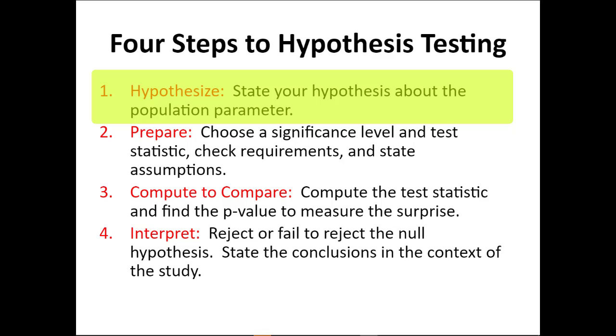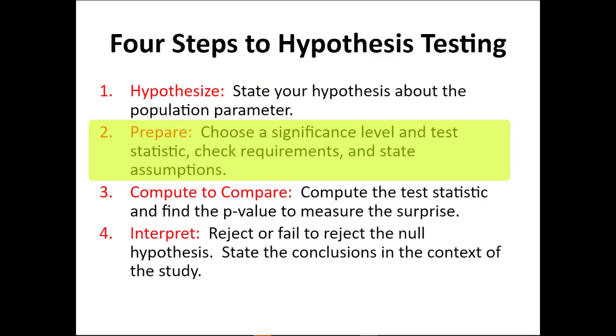You're going to write your null hypothesis, which is the one that describes the status quo, what we expect in the population, and you're going to write your alternate hypothesis. The alternate hypothesis addresses the question. Whether you're working with proportions or you're working with means, you're going to use the notation that describes the population parameter. The next step is usually the longest step, and that is the prepare step.